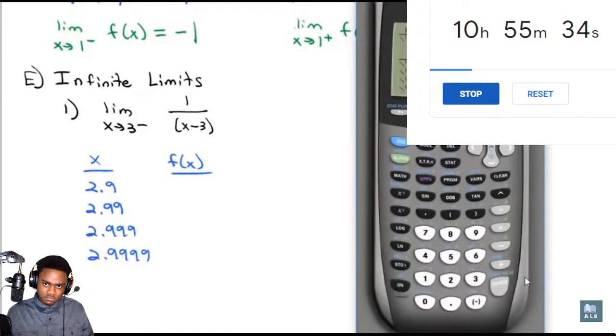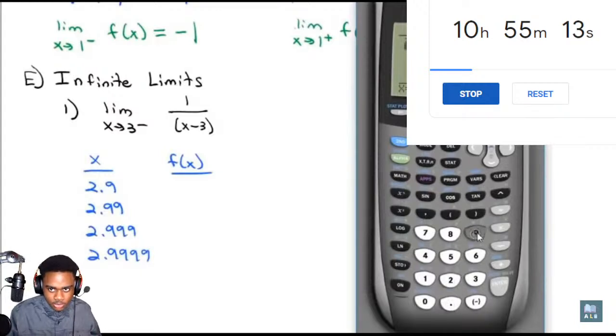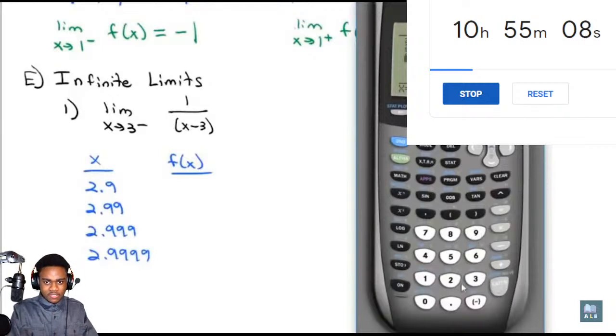Hit y equals. Clear out the function: 1, divided by, in parentheses, so we don't lose our order of operations, x minus 3. Of course, close the parentheses. And then we'll head to our table. Second table. Clear out these numbers because we're interested in 2.9, 2.99, 2.999, and 2.9999.